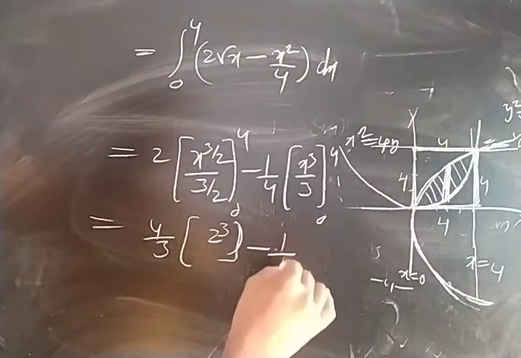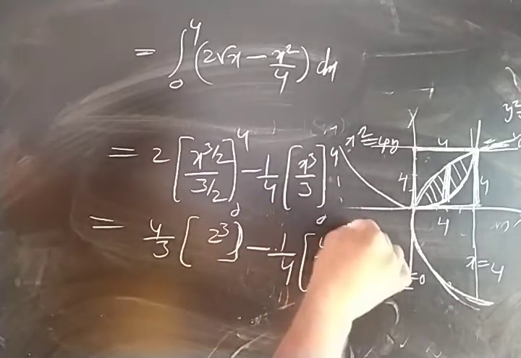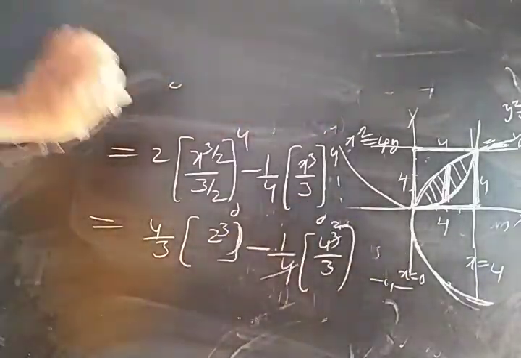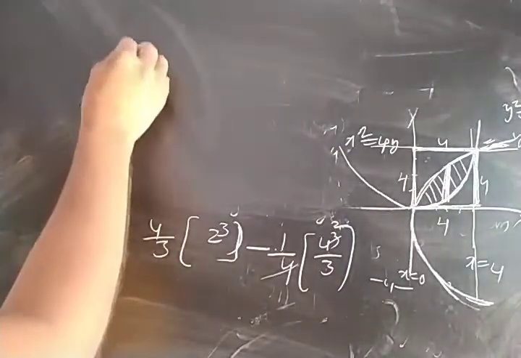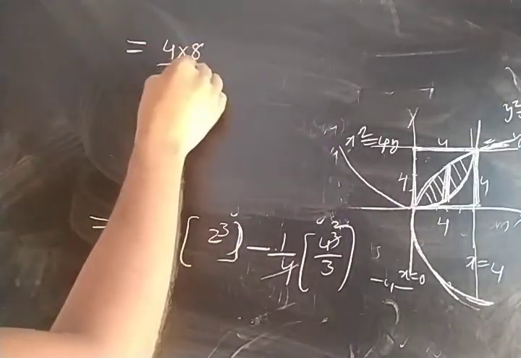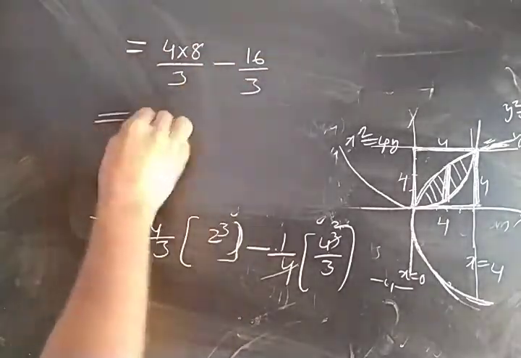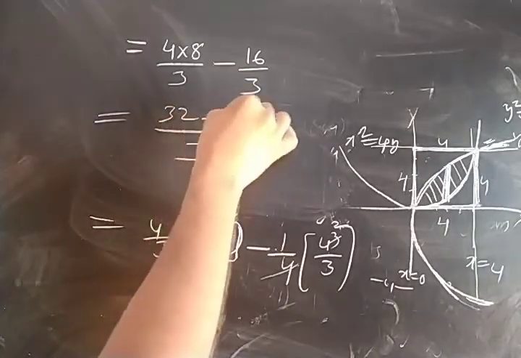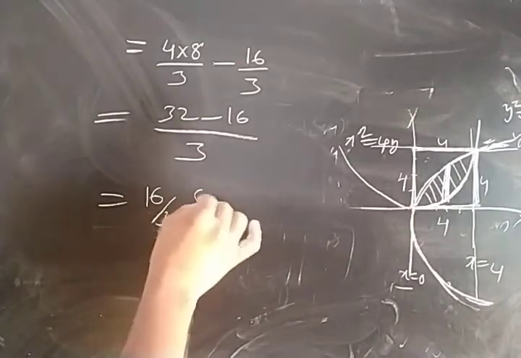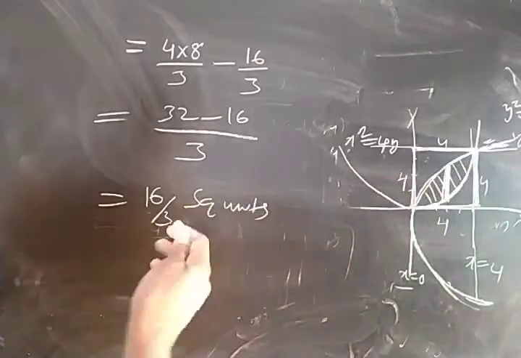Minus 1 by 4, here 4 cube by 3. The 1 and 4 cancel. So here 4 into 8, that is 4 into 8 by 3 minus 16 by 3. Taking LCM 3, 32 minus 16, that is 16 by 3 square units. So this area I found is 16 by 3.